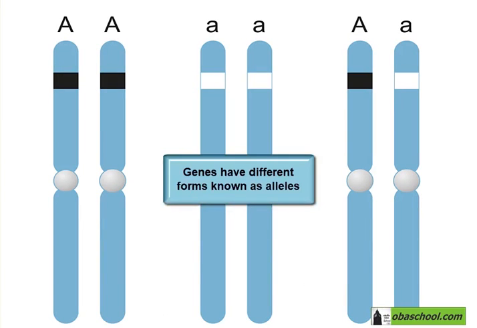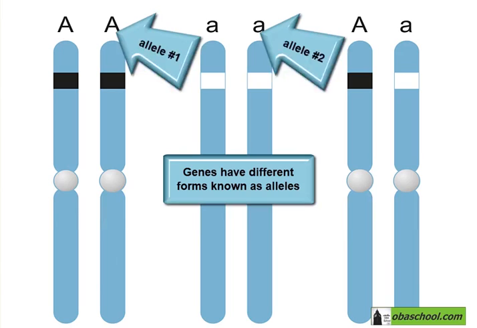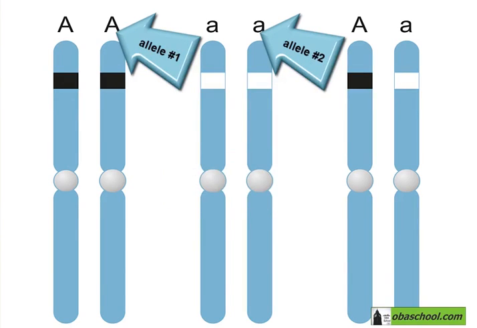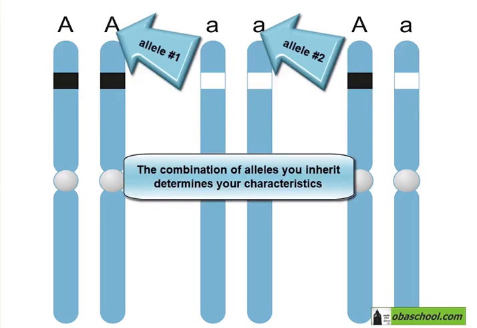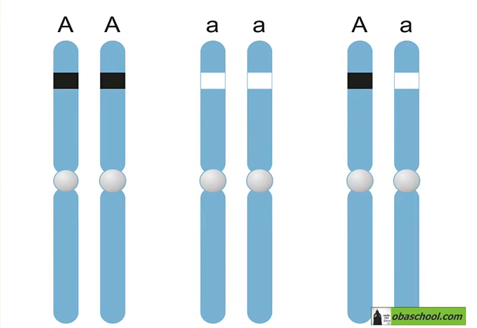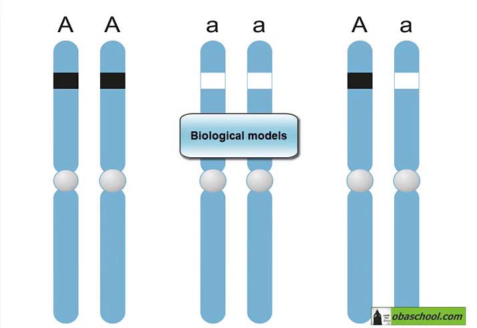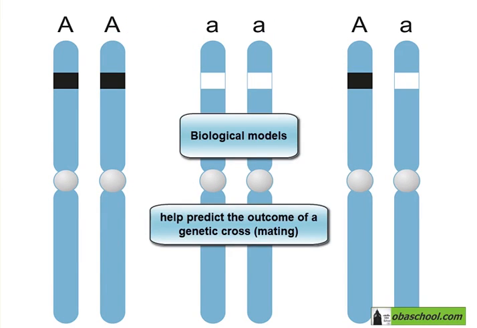Many of these genes have different forms, or variants, which are called alleles. Each allele codes for a different protein. The combination of alleles you inherit will determine your characteristics. We can make biological models that help us predict the outcome of any genetic cross, so any mating between parents.